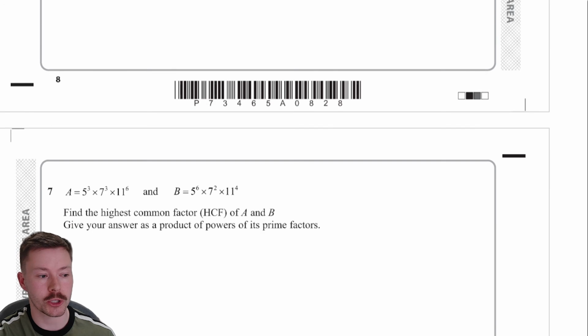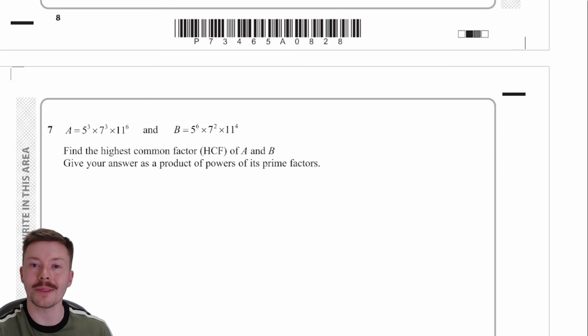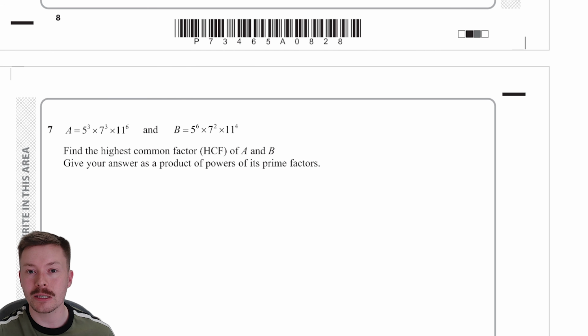Okay, next question is question 7, and these questions I think are quite nice because what they are trying to test here is that you know or understand a method to find highest common factor, lowest common multiple with products of prime factors. So here they have got two very large numbers but written as products of primes.